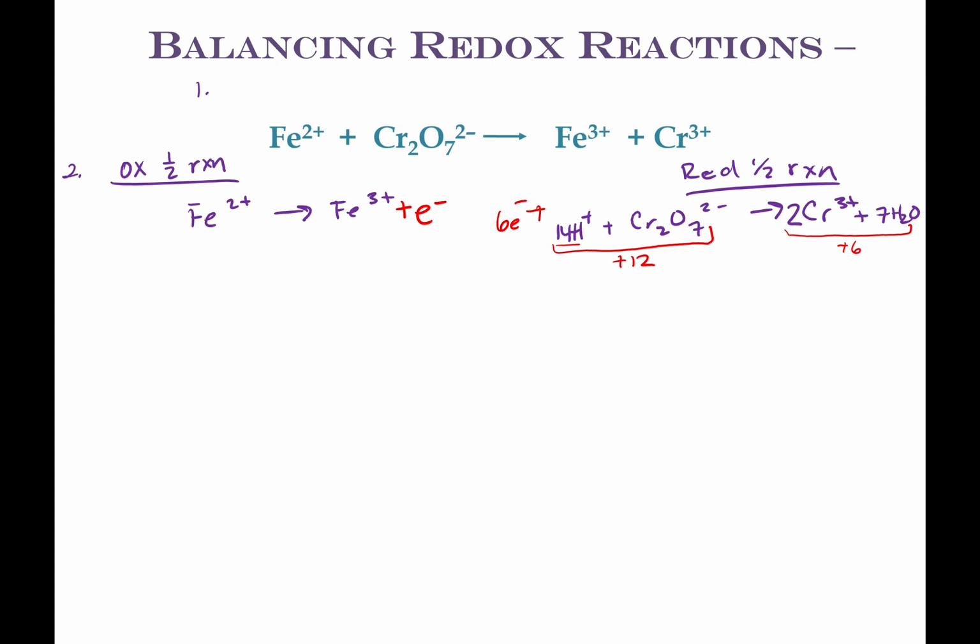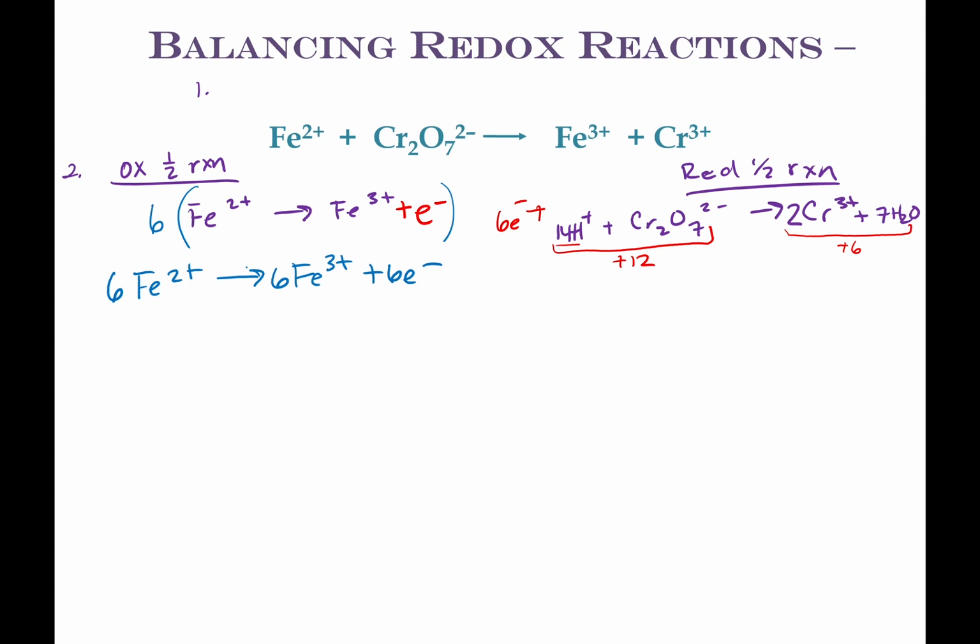So then we need to multiply the equations until we get the same number of electrons. So this one needs to be multiplied by 6 to get to 6 electrons being transferred. 6 Fe2+ goes to 6 Fe3+ plus 6 electrons. And then over here we already have the 6 electrons.